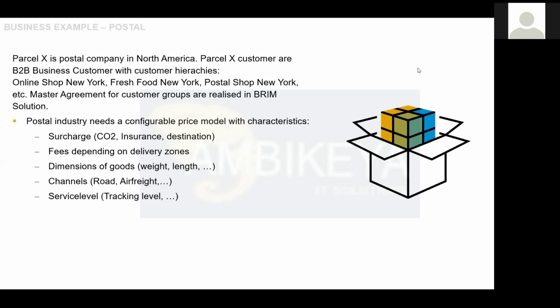With a BRIM solution, we are able to add customer fields. We are able to model the price models as it's necessary for the customer, and we are able to scale to volume here. So that is a very good example for the BRIM solutions, but you will see we have some more industry examples.